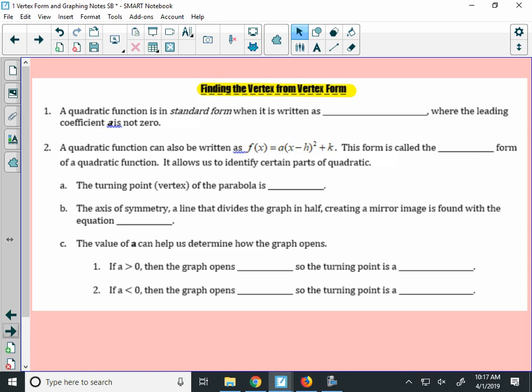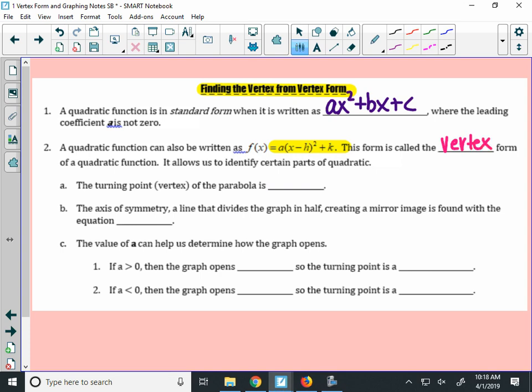Let's talk about the new part, the vertex form. Now a quadratic is in standard form, that's what we were just working with, when it's written as ax squared plus bx plus c. There are no parentheses in standard form. Now we have another form of a quadratic that looks a little bit different: a times (x minus h) squared plus k. Looks a little goofy, but it's actually going to be really helpful and really easy to work with. This is called vertex form.